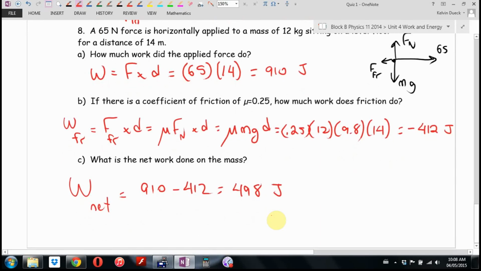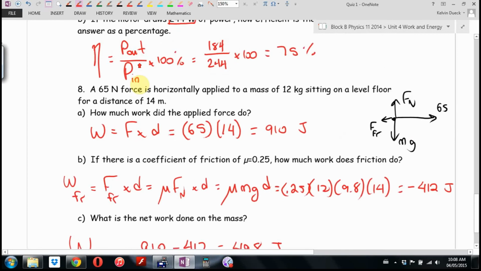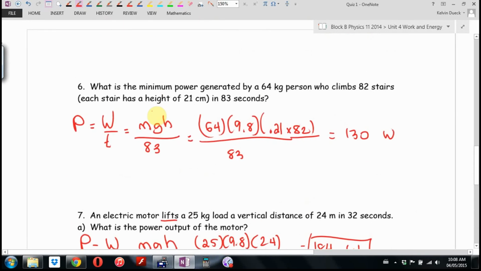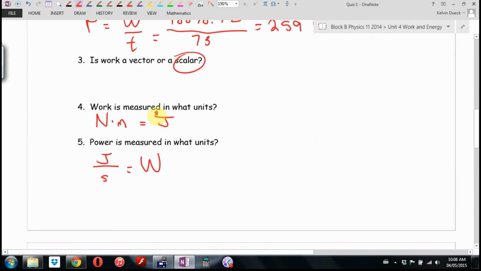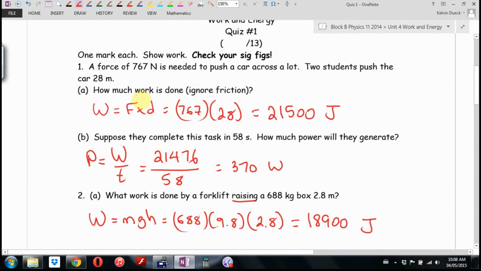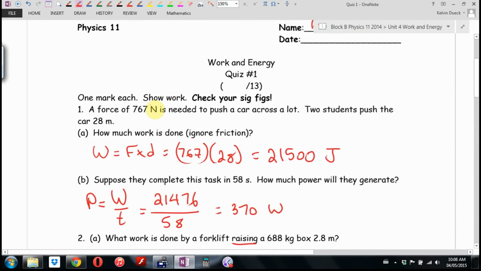So I think it's 1 mark for each of these. 1, 2, 3, 4, 5, 6, 7, 8, 9, 10, 11, 12, 13. Yeah, I guess I went 1 mark for each of these. Can you give yourself a lovely score out of, count them, 13, please?